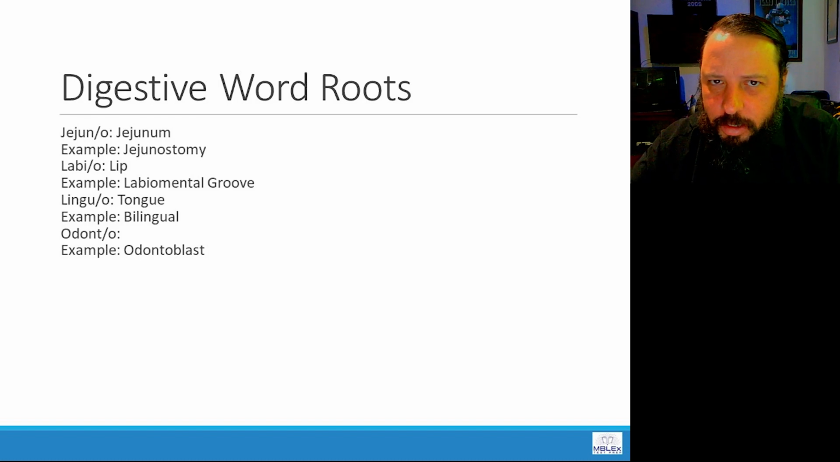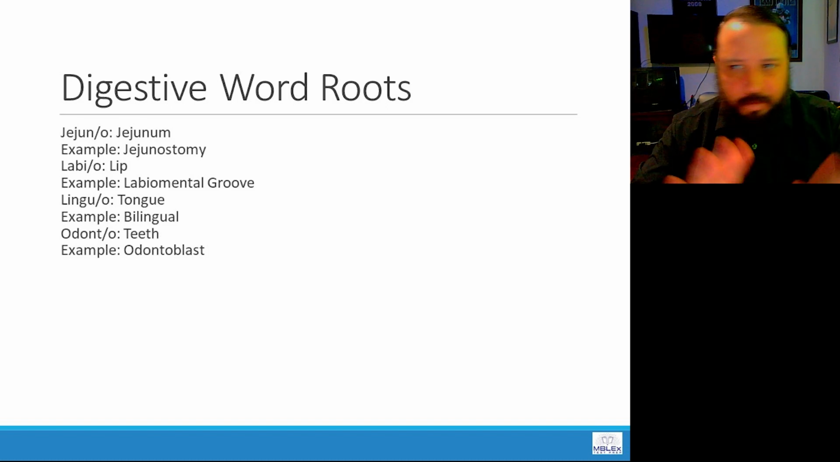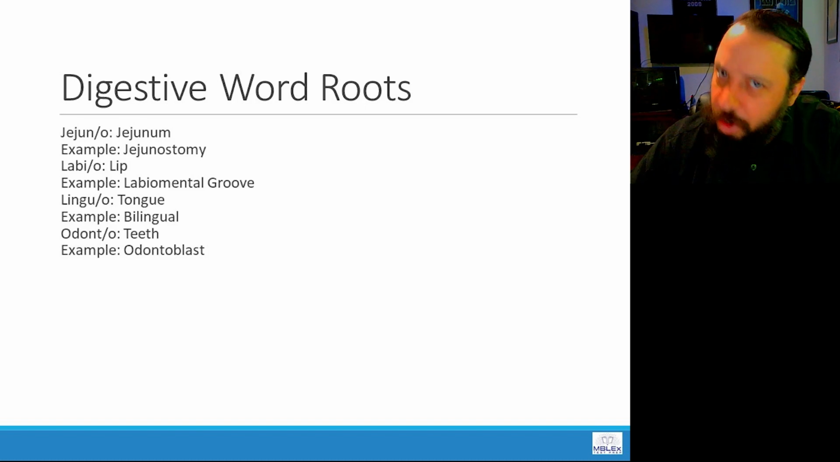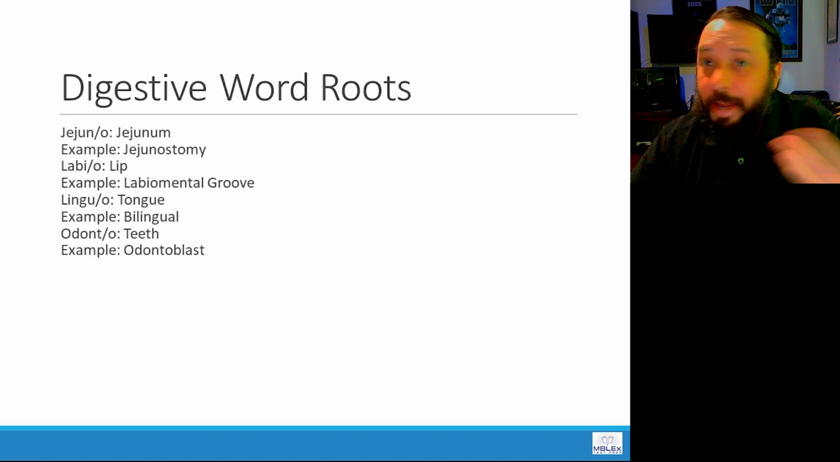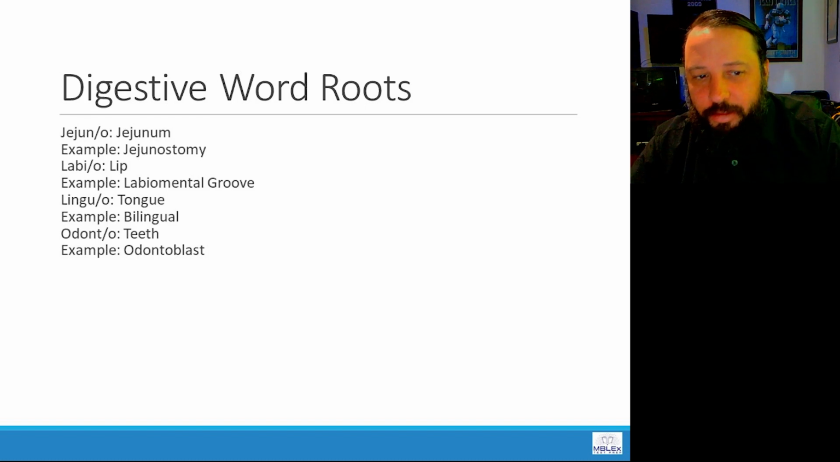Odontoblast is an example. Odonto also means teeth. Okay, so odonto means teeth. I don't know why there's just a random O before dento at that point. Yeah, I didn't make the language, all right? Don't yell at me. Odonto means teeth.